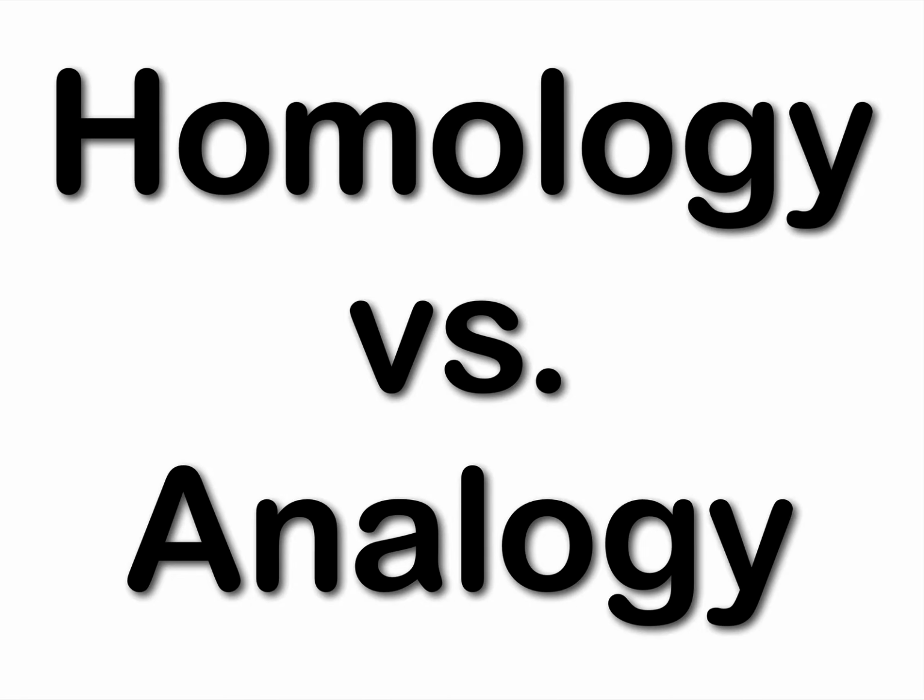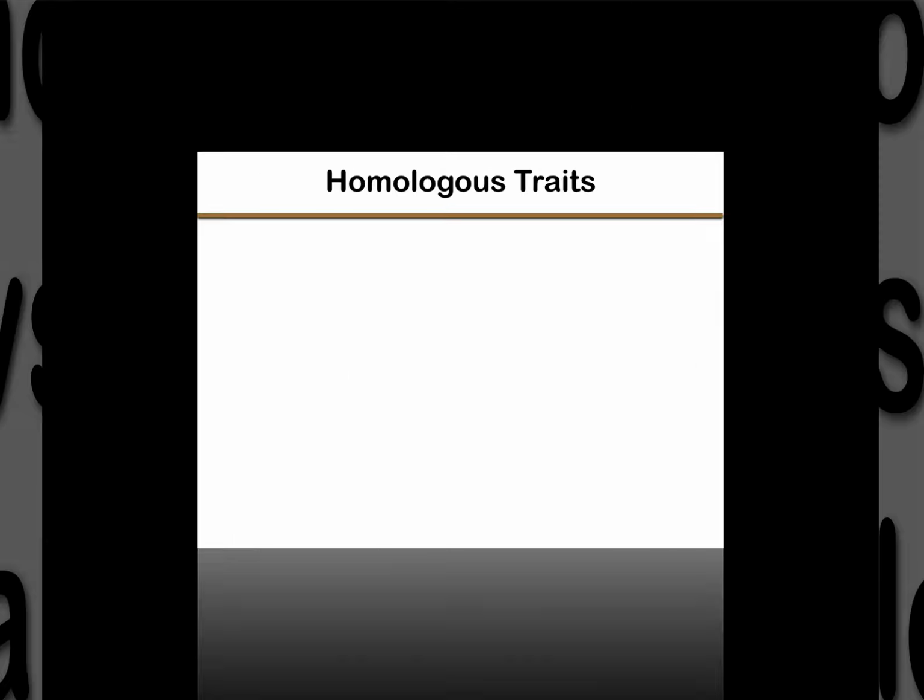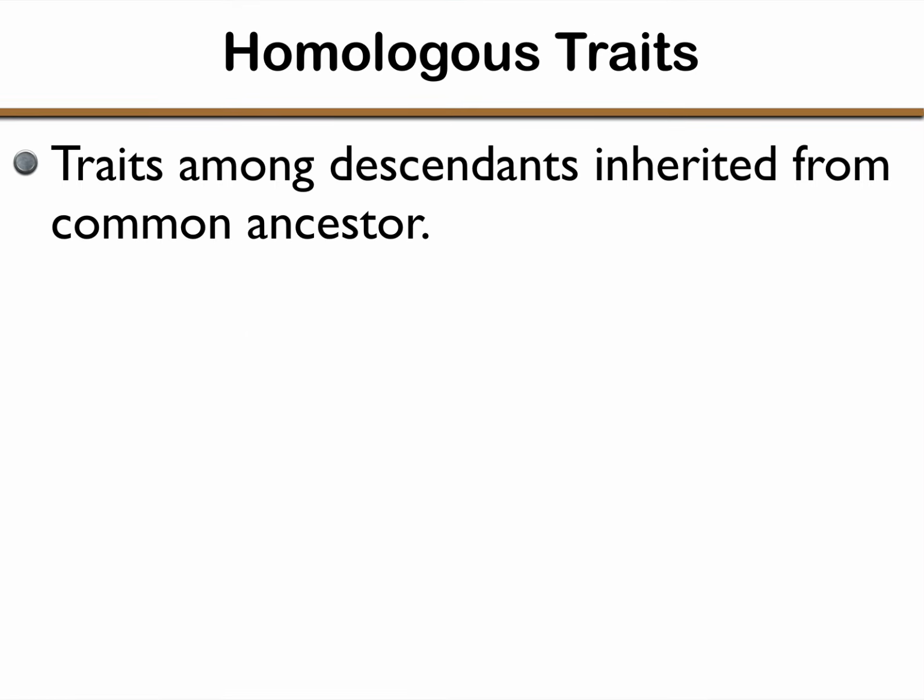When comparing traits across species, they can either be homologous or analogous, and it's really important to keep these two distinct. Homologous traits are inherited from a common ancestor. Because of that, you would use homologous traits to construct a phylogenetic tree. You cannot use analogous traits to do that.